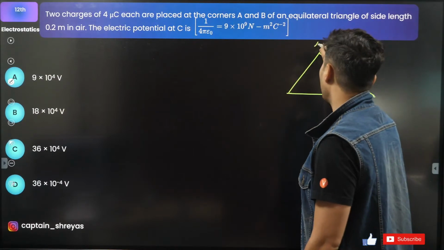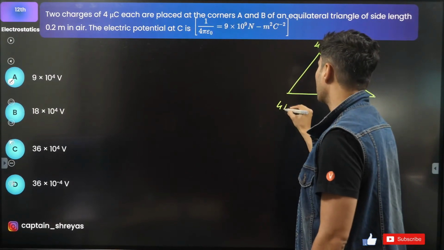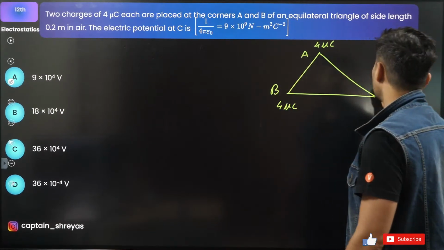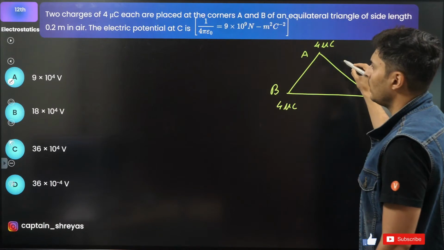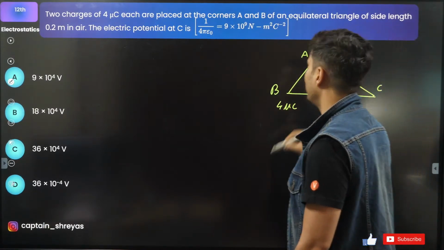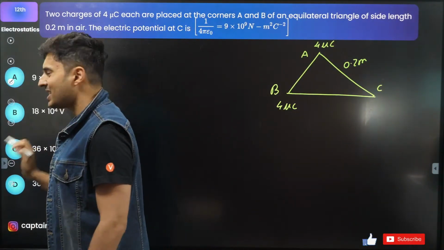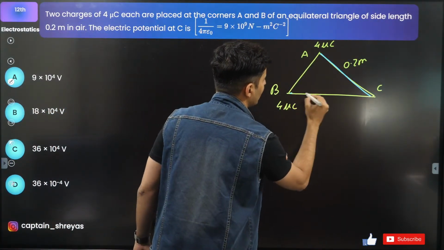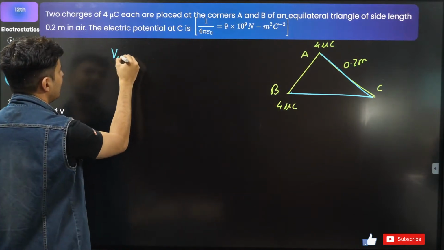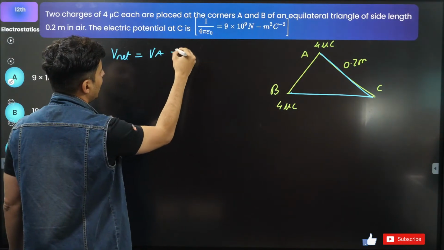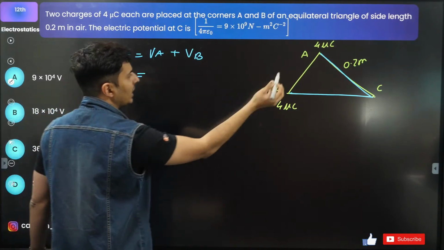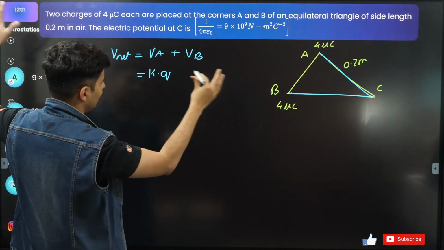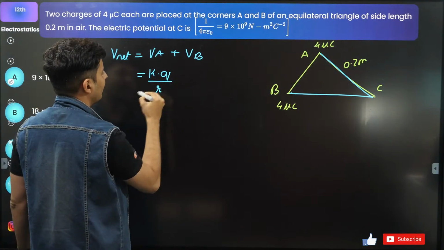Two charges of 4 microcoulomb. This is 4 microcoulomb, this is also 4 microcoulomb, placed on the corners A and B. The question is, what is the potential at point C? The side of the equilateral triangle is 0.2 meters. We all know that potential is a scalar number. So due to this and due to this, we need to find the net potential. So potential due to A and potential due to B. Potential due to A will be K, Q, both charges are Q, divided by R.